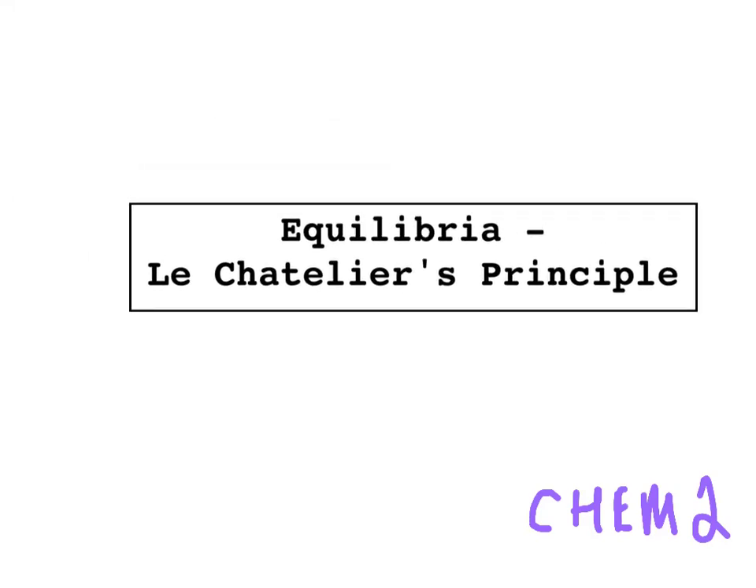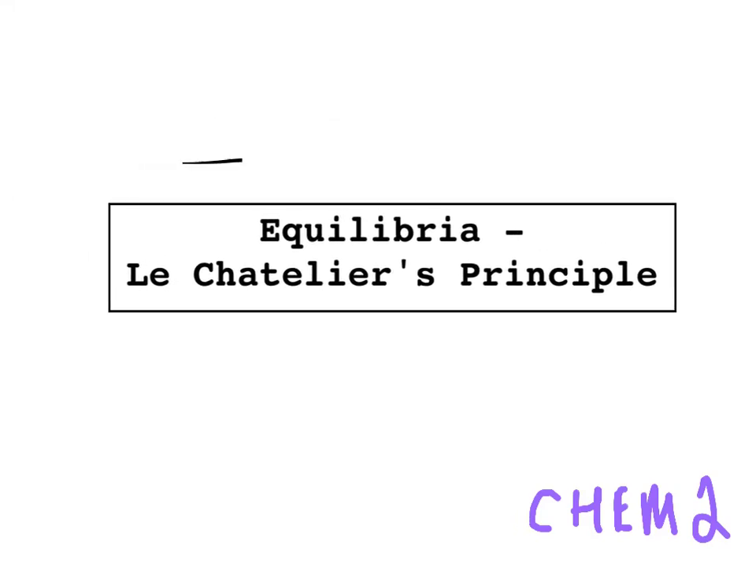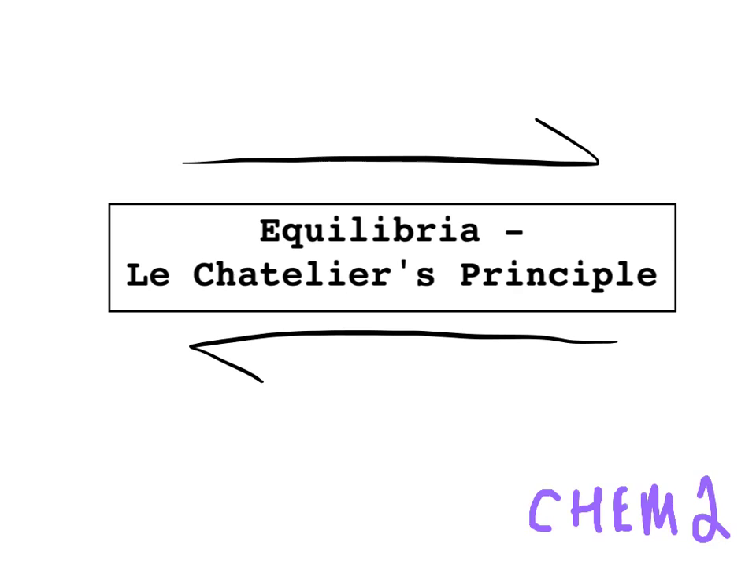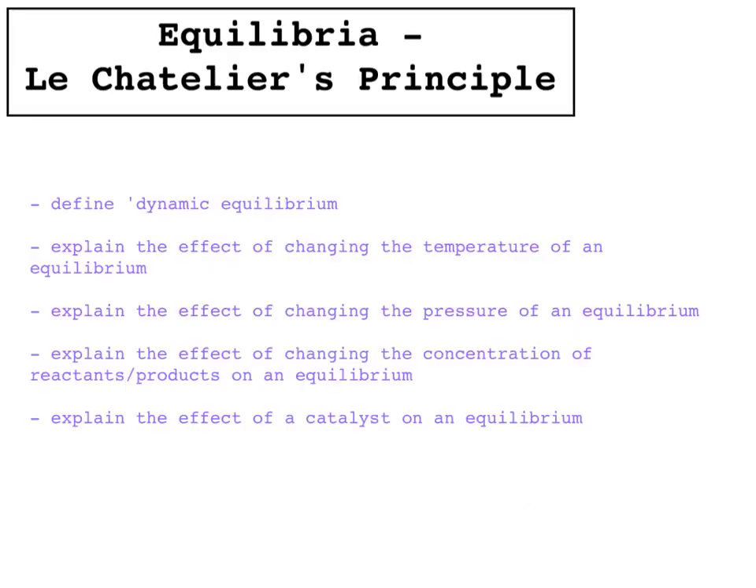This video is on Le Chatelier's principle. So I aim for this video to be able to define a dynamic equilibrium, explain the effect of changing the temperature of an equilibrium, explain the effect of changing the pressure of an equilibrium, explain the effect of changing the concentration of reactants or products on an equilibrium, and explain the effect of a catalyst on an equilibrium.